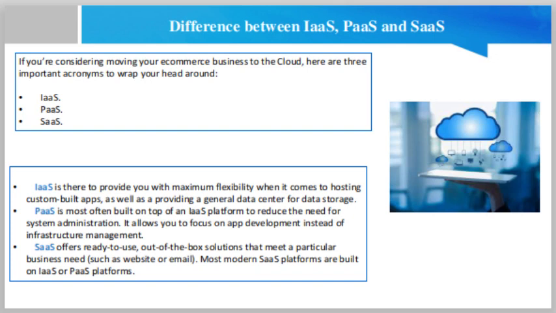IaaS non-e-commerce example. A good example of IaaS is AWS EC2. EC2 provides a scalable infrastructure for companies who want to host cloud-based applications. EC2 users do not own the physical servers. AWS provides virtual servers.